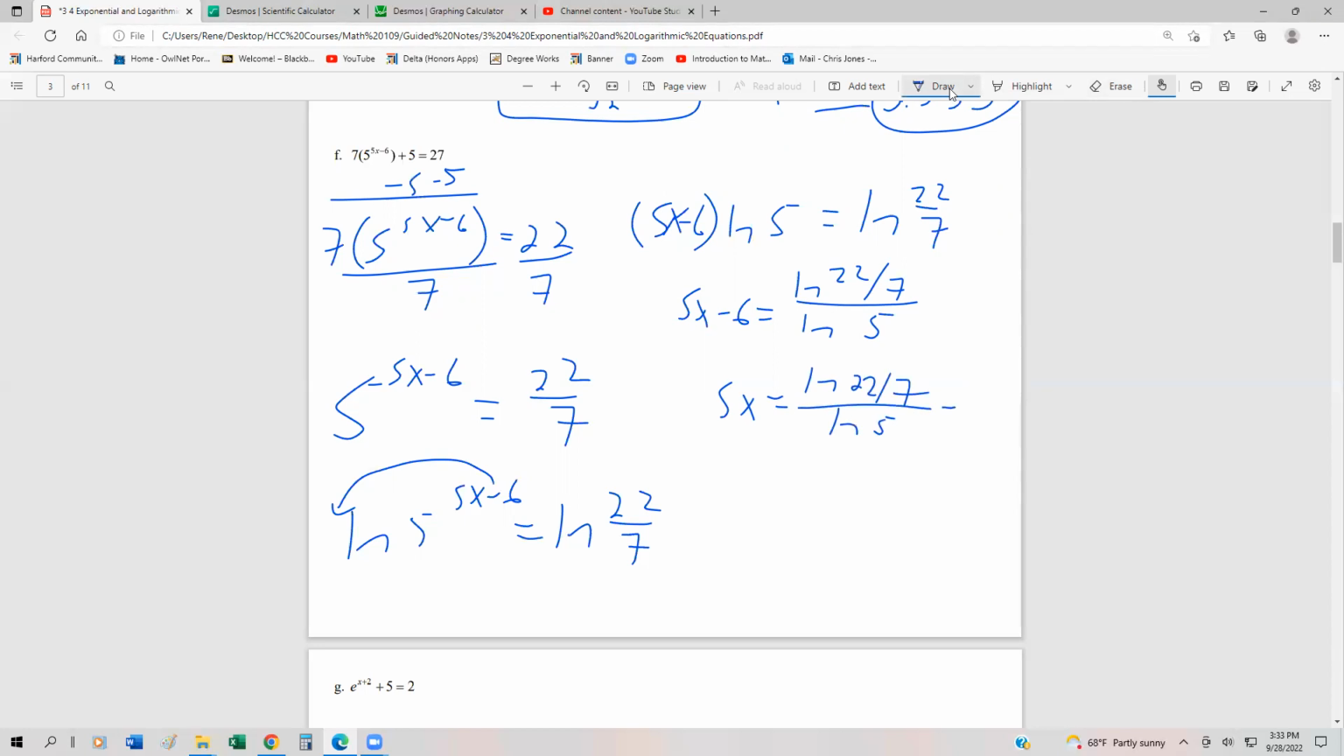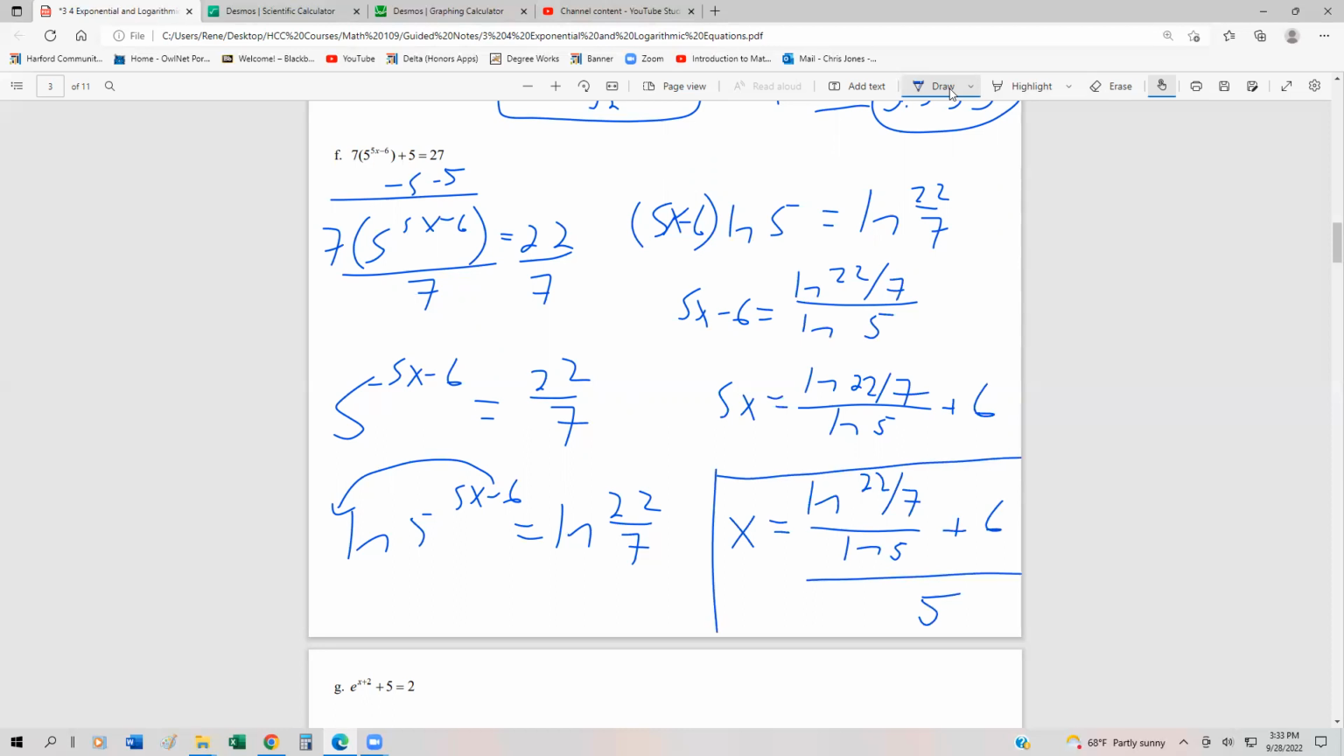And then plus 6, right? And then finally, I'm going to divide everything by 5, right? So one possible answer I can get for this is ln of 22 over 7 over ln 5 plus 6, all divided by 5. All right, so it's a pretty nasty number, but it is what it is, okay?